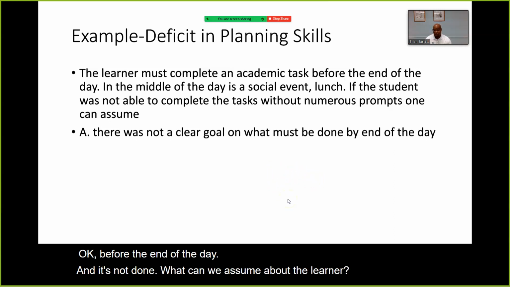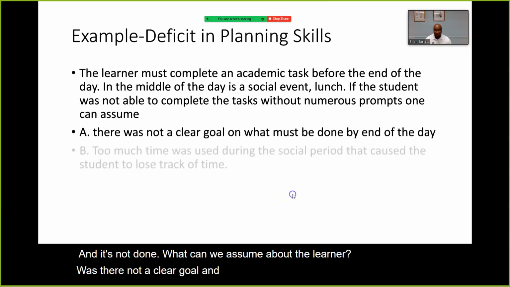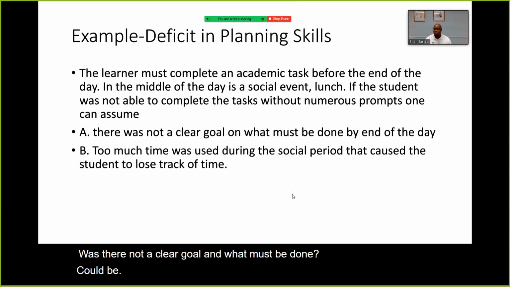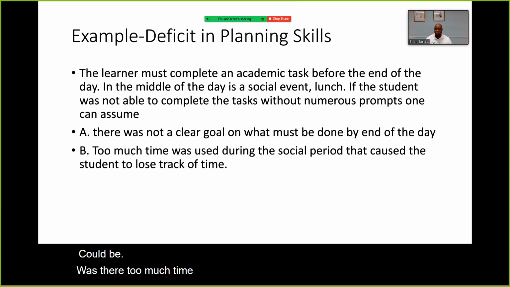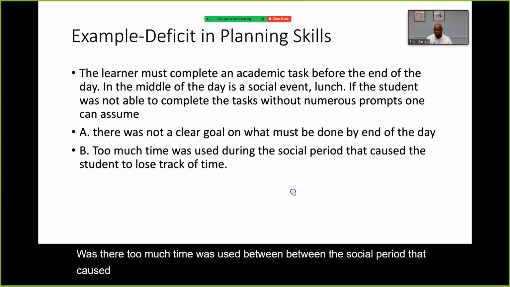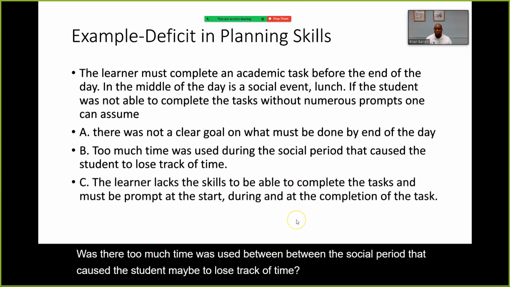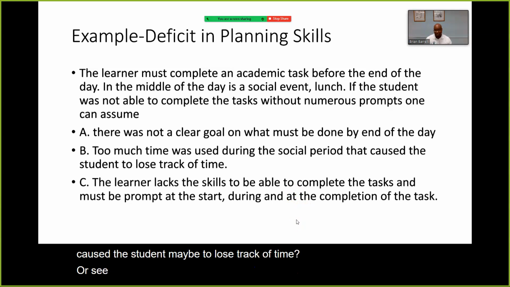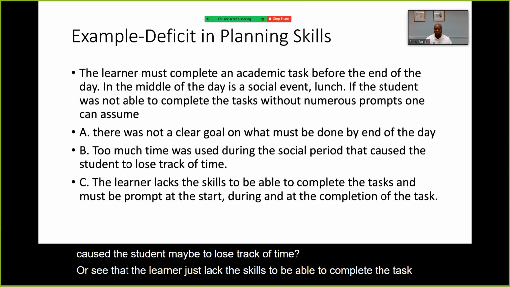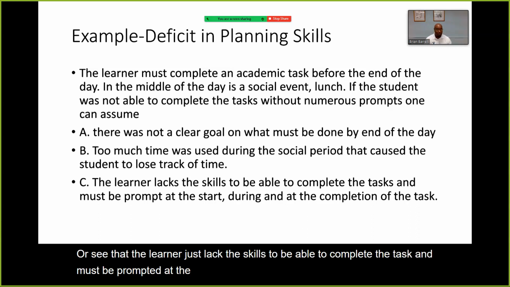Was there not a clear goal on what must be done? Could be. Was too much time used during the social period, which caused the student maybe to lose track of time? Or, did the learner just lack the skills to be able to complete the task and must be prompted at the start, prompted during, and then prompted at the completion of the task?